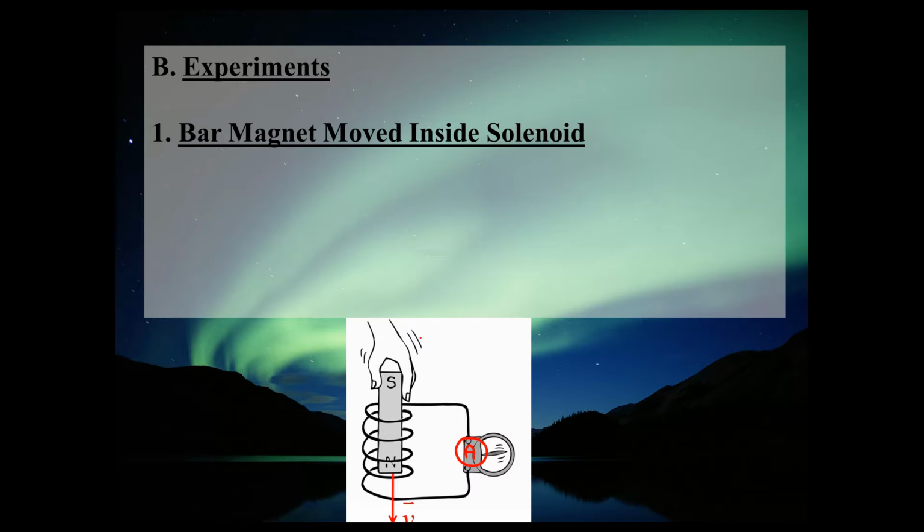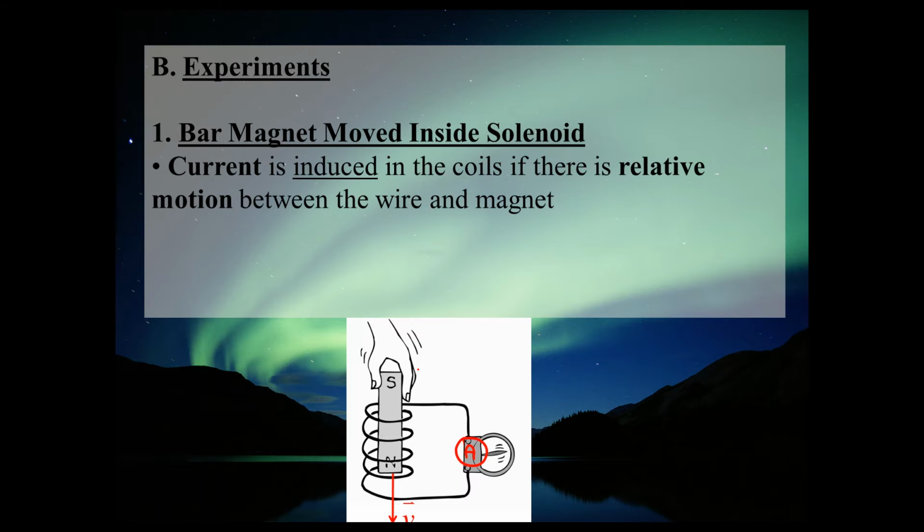And then you were asked to do a bunch of things with the magnet. You were asked to move it in slower, change the direction in which you're moving it, so pull it out, and to see what effect that had on the numbers on the ammeter. And here are some things that we should have observed. The only time you can induce current inside of the solenoid is if there is relative motion between both the bar magnet and the solenoid.